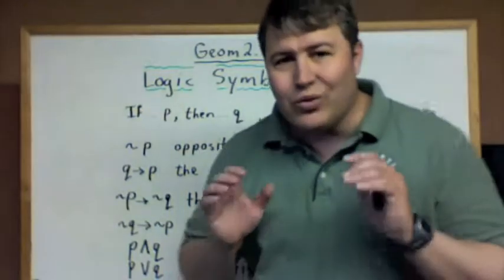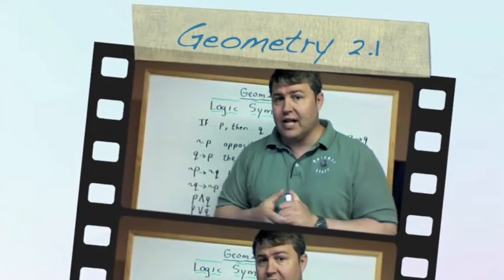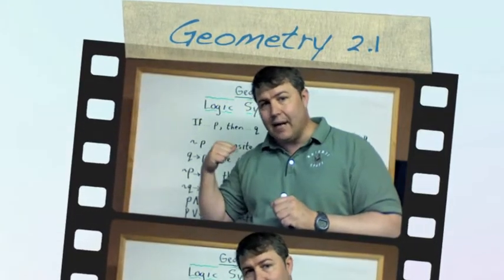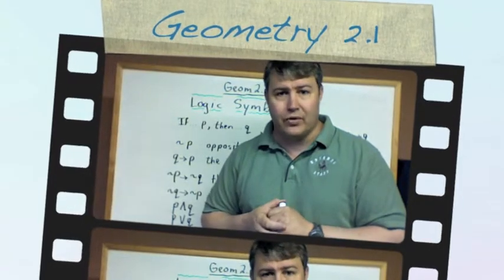All right. That's sort of an explanation of some of the things on your note card. Now, over the next couple of sections, we're going to be using this symbology and analyzing arguments a little bit. So let's get to some examples from 2-1.